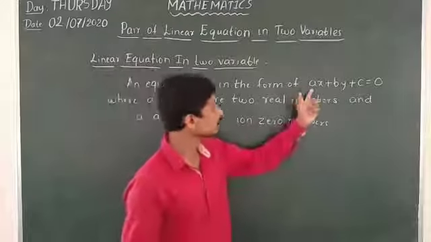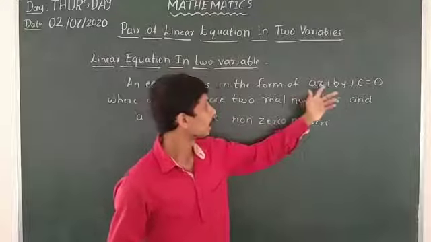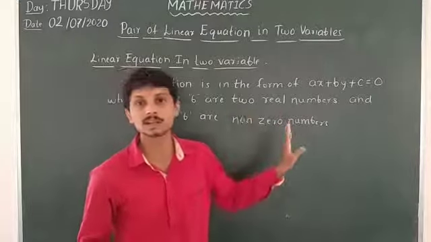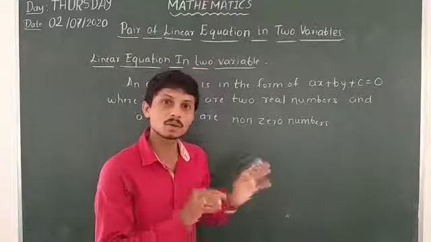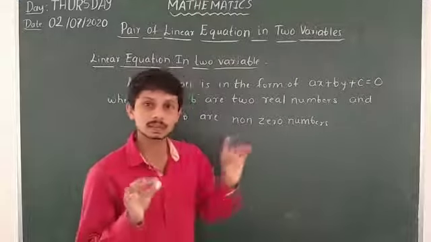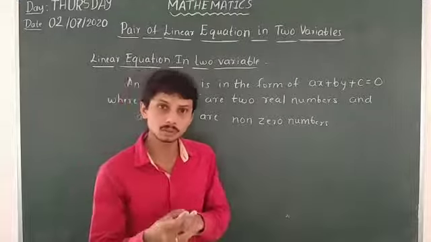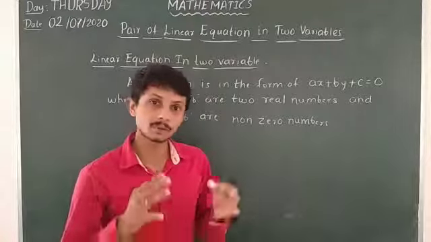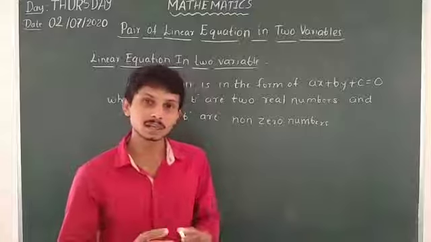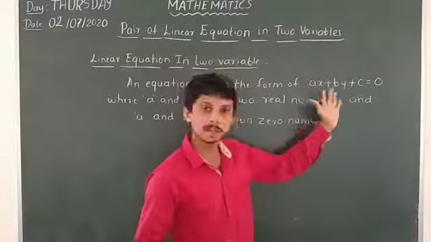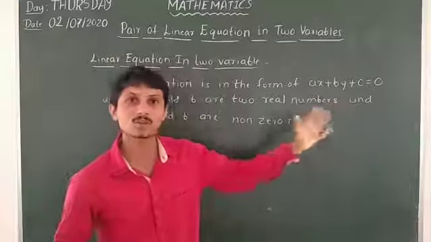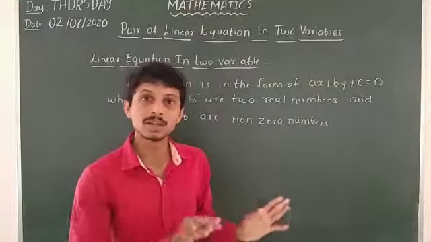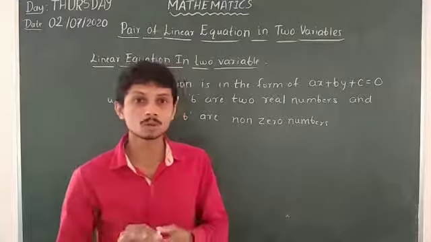If a is equal to 0, the x term vanishes. Again, if b is 0, the y term vanishes. So if either of those numbers is 0, it is converted into a linear equation in one variable. So if you want a linear equation in two variables, it is in the form ax plus by plus c is equal to 0, where a and b are non-zero real numbers, so a and b are not equal to 0.